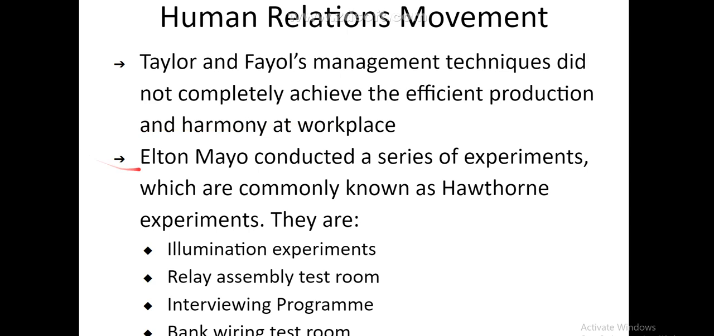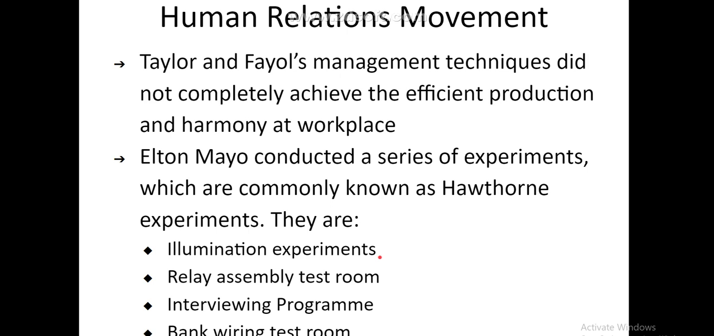So Elton Mayo, right, was again one of the management experts who conducted a series of experiments which are commonly known as the Hawthorne experiments, right? He did a series of experiments at the Western Electric Company, and classified those experiments as the Hawthorne experiments. So what were the experiments done by him? They are illumination experiments, relay assembly test room, interviewing program, and bank wiring test room. Now let us see briefly what these different tests conducted by him are.